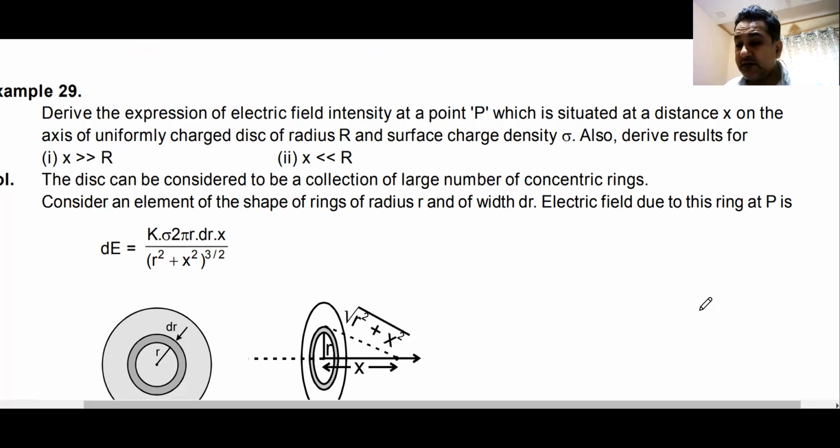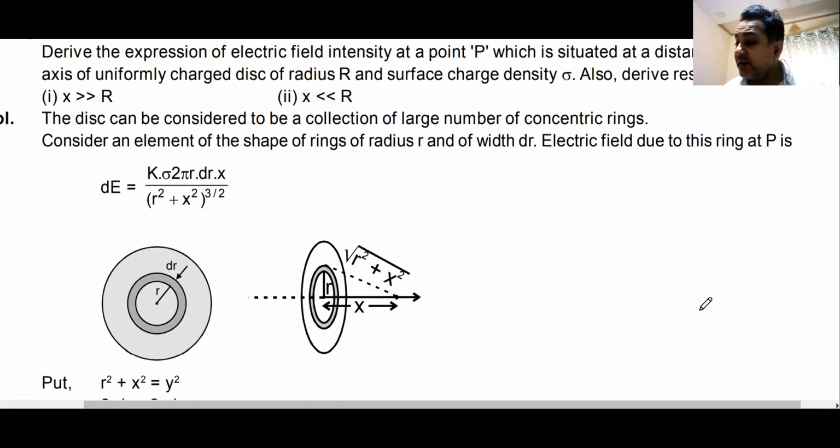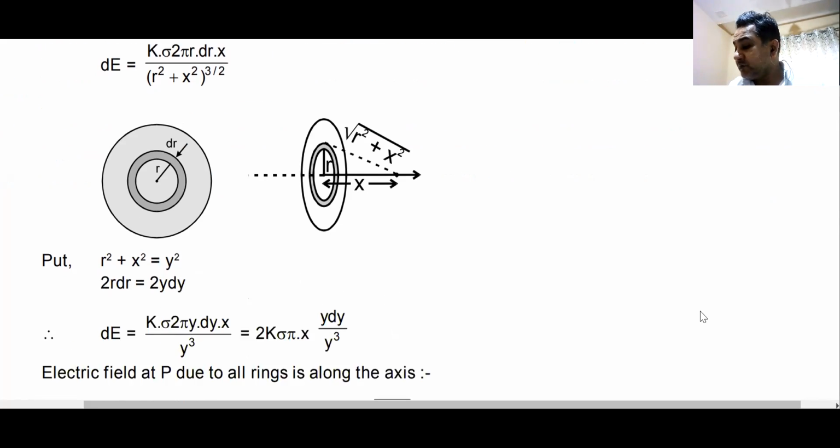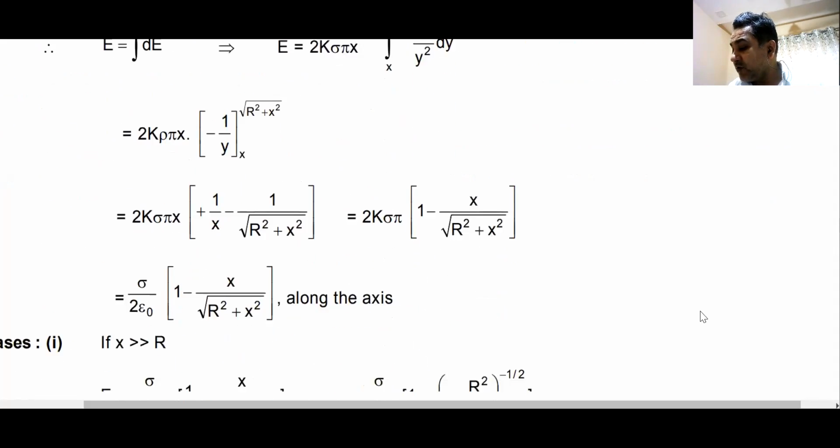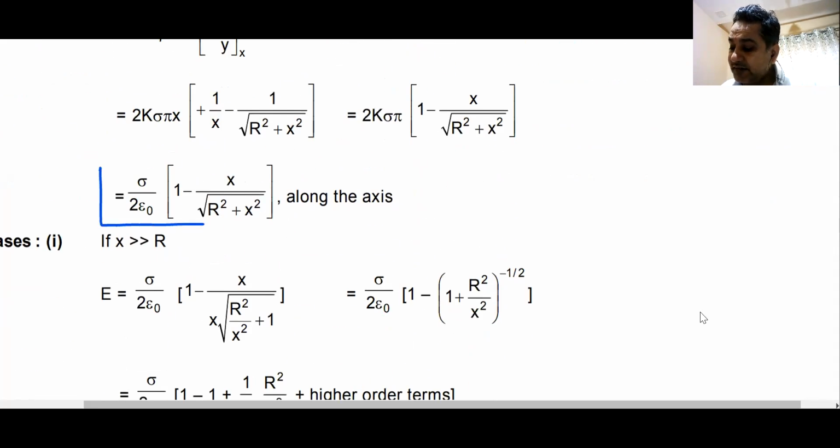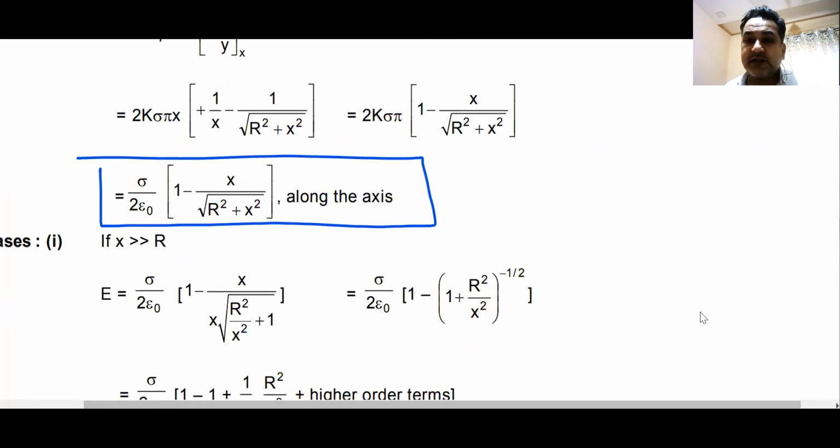The next one is now instead of a ring, it becomes a disk of surface charge density sigma. What is the formula for this? Just remember the formula, and the formula looks like this: sigma by 2 epsilon naught times (1 minus x over the root of r square plus x square), where x is the distance from the center of the disk and r is the radius of the disk.